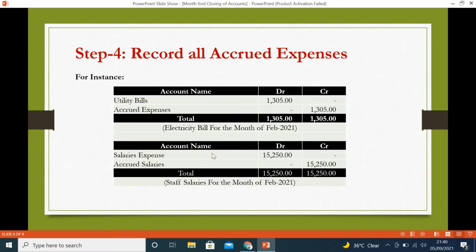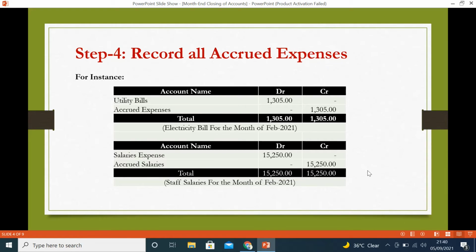Similarly, salaries. Every month you are finalizing the salary when the month is finished, okay? Not in the same month. After 1 to 3 days, you will finalize the salary sheet, what you need to pay to your employees. So that salary expense does not belong to the next month, it belongs to the previous month. So you need to record at the end of each month, salaries expense, you need to give it debit, and accrued salaries, you need to give it credit.